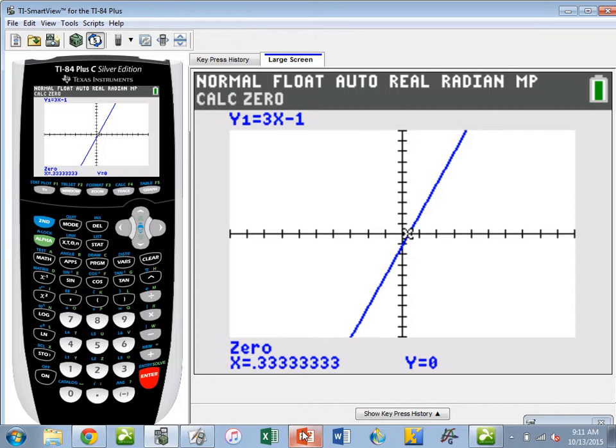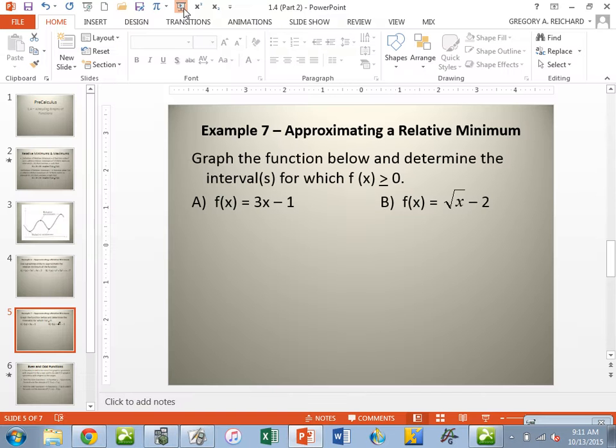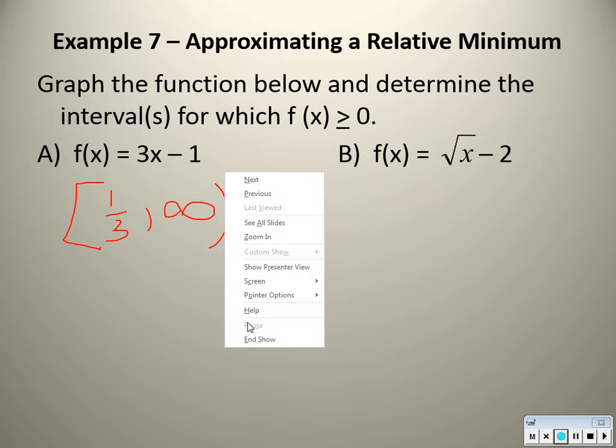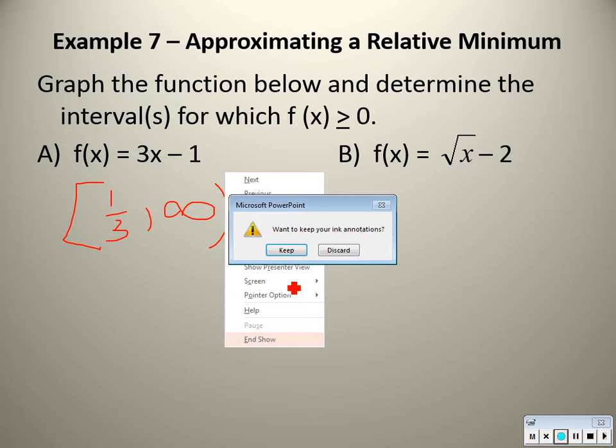So if I come back to this, and I'm talking about an interval now, for part A, the interval for this would be from 1/3 to positive infinity. That right there, because this graph along the x-axis from 1/3 to positive infinity is on the positive side of the y-axis. And then for part B, let me keep this up here.